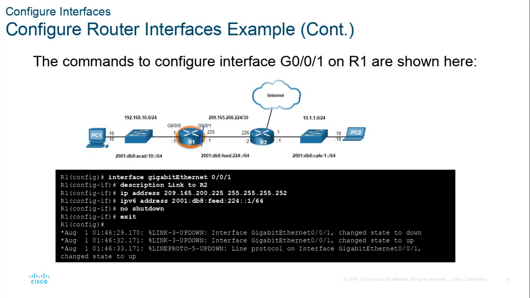So in this case, it's the public network, 209.165. He configures that address. He puts in the IP version 6 address and performs the no shutdown command to start it up.